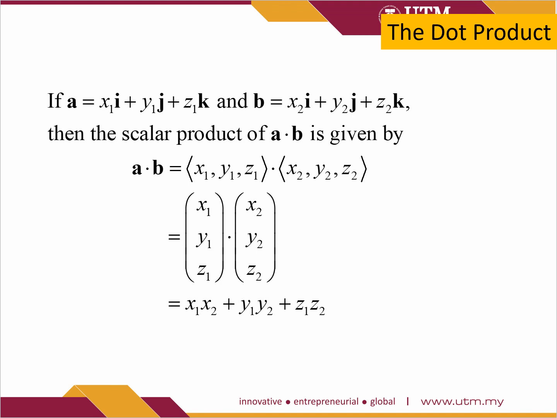If A is given as this vector and B is given as this vector, to find the dot product, it will be x1 times x2 plus y1 times y2 plus z1 times z2. So at the end you will get a real value. That is the dot product.